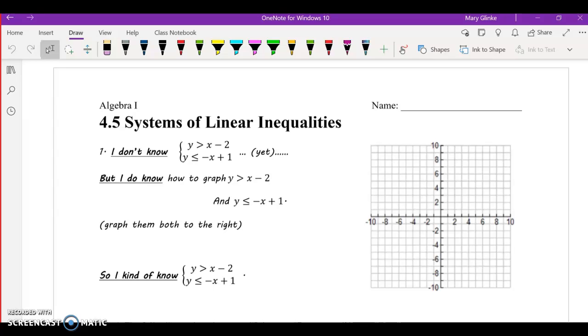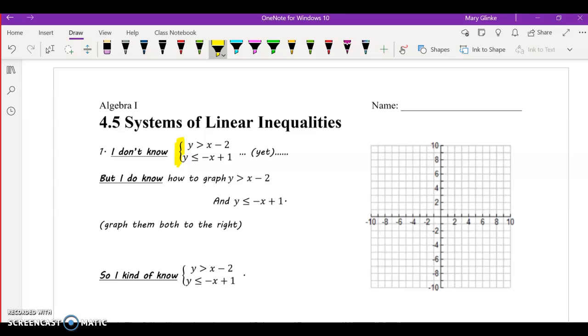Hello. Today we're going to be solving systems of linear inequalities. So a system of inequalities is where you have more than one linear inequality put together. So you see kind of this bracket here grouping these together. So that is new to us. We don't know how to do this yet.